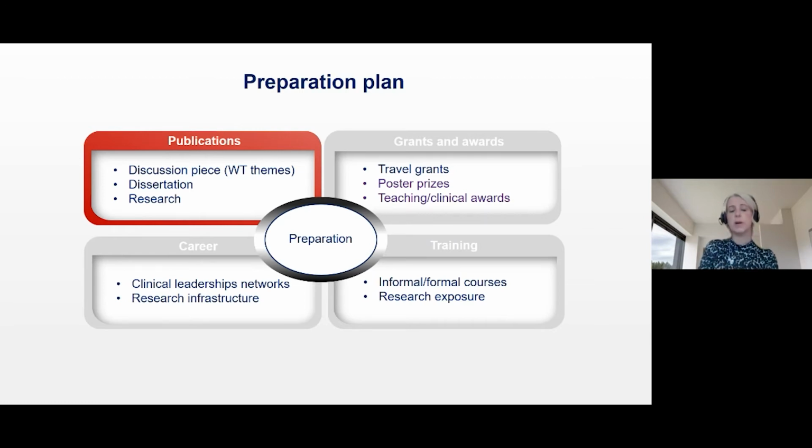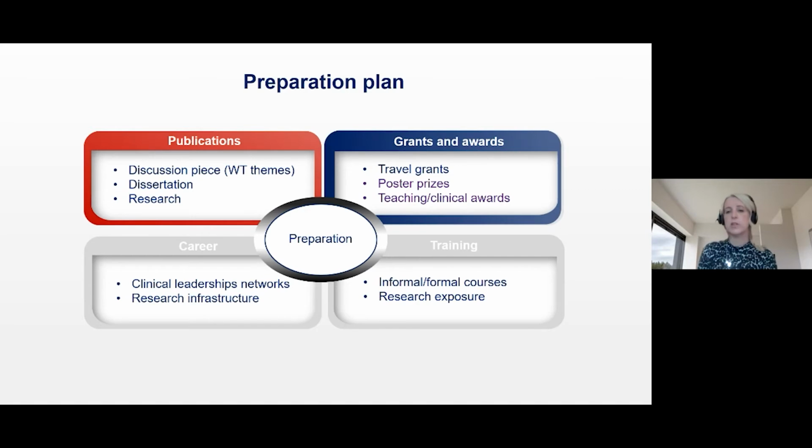If not, you could think about publishing from your dissertation, or some of you may be involved in research that you could engage in publication. Think about building other metrics such as grants and awards. And again, these might be very small, a small pot of money to go to a conference, a poster prize, maybe teaching or clinical awards, but think how you can start bringing those metrics together.